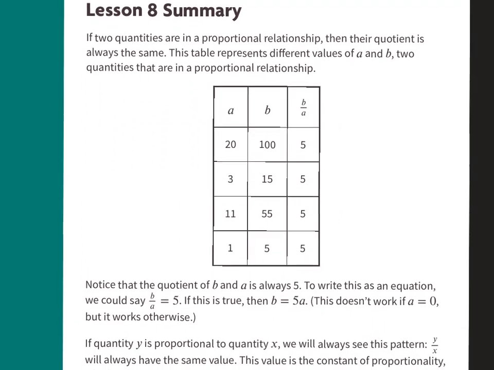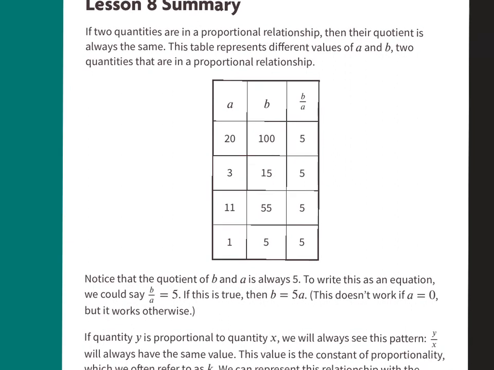So the summary: if two quantities are in a proportional relationship, then their quotient is always the same. This table represents different values of a and b, two quantities that are in a proportional relationship. Notice that the quotient of b and a is always 5. So what they did is they just went second column divided by first column, and they got 5 every time. So this would be proportional. So to write the equation, I would go 5 times my first column, 5 times a, and that equals the second column, b. So b equals 5 times a. That's what they have right down here.